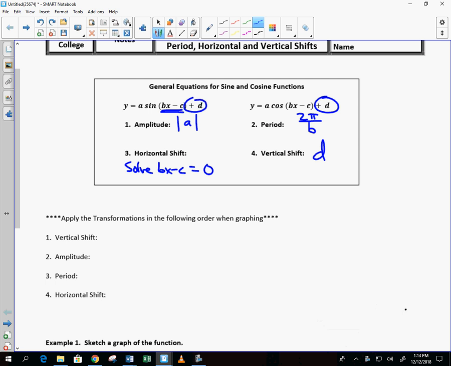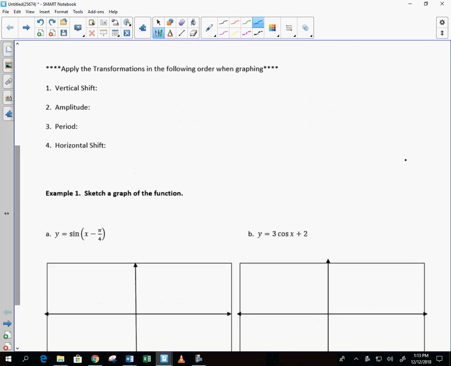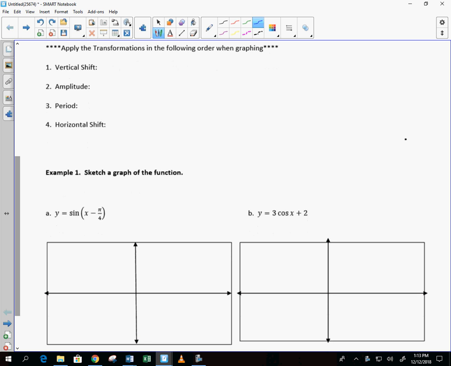Okay, these are the general equations and their characteristics for sine, cosine. Sorry you missed the front part of the video. Apply the transformations in this order when graphing. It's so important that you do it in this order so that you don't make mistakes. We start with the vertical shift every time. And we are going to look at example B.